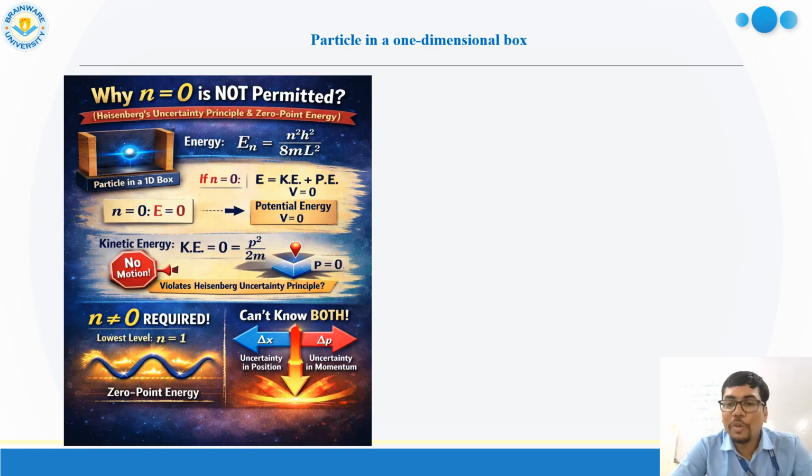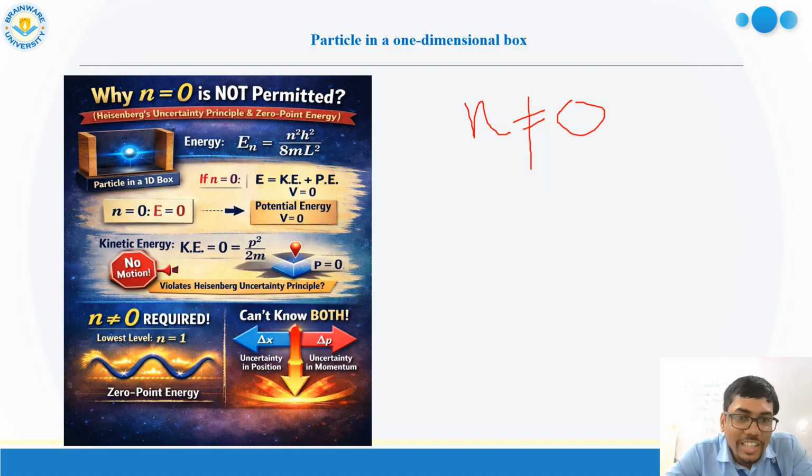Okay. Now the question is why I am starting with n equals to 1. Why am I not taking n equals to 0? You just see the formula. The energy of the nth level is basically n square h square by 8mL square, right? Okay. So inside this box, I have already told you potential energy is 0. Now if you put n equals to 0, En is also 0.